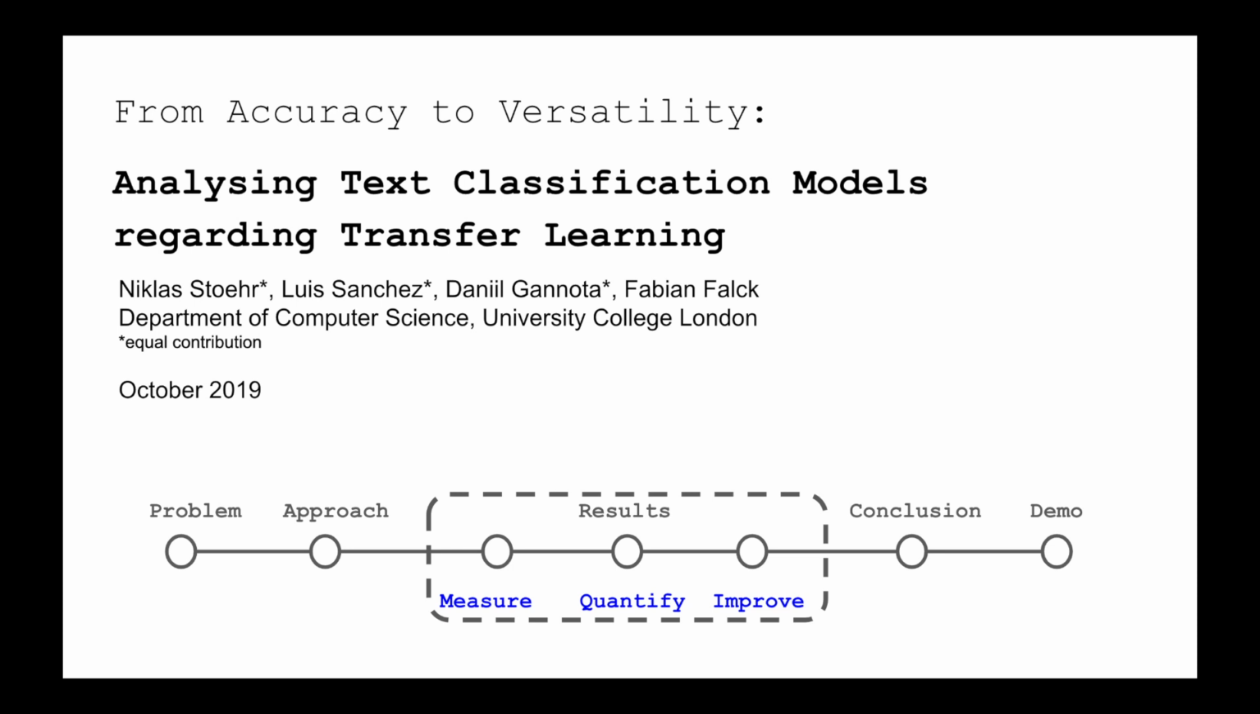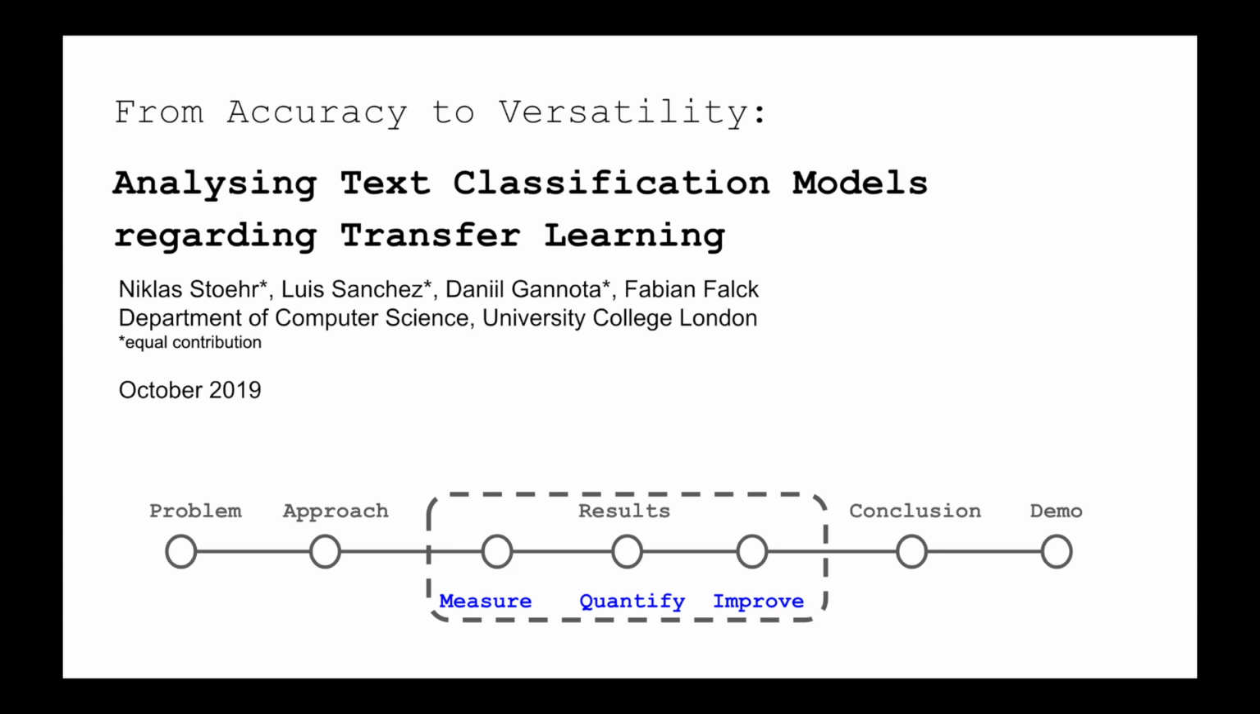The title of our study is From Accuracy to Versatility, Analyzing Text Classification Models Regarding Transfer Learning. We study transfer learning in the NLP domain, specifically for the broader area of text classification. We are Niklas, Lois and Daniil from UCL Computer Science and our fourth collaborator Fabian from Carnegie Mellon University in Pittsburgh.